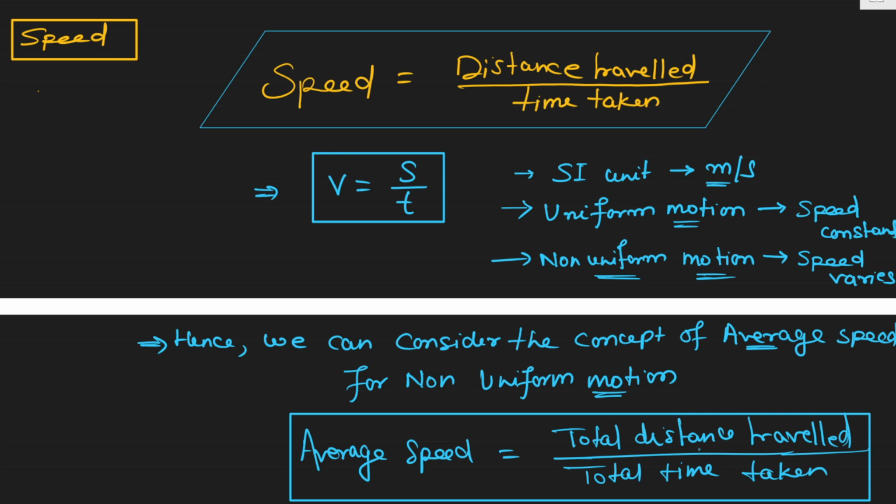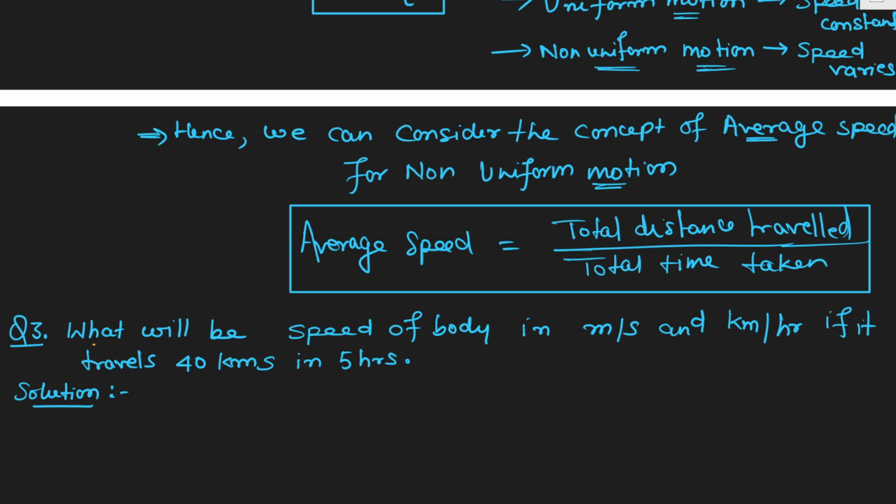So what is the average speed formula? Total distance traveled upon total time taken. Now see one question we have: what will be the speed of a body in meter per second and kilometer per hour if it travels 40 kilometers in 5 hours? So distance is given as 40 kilometer and time is given as 5 hours. We need to find speed in kilometer per hour.